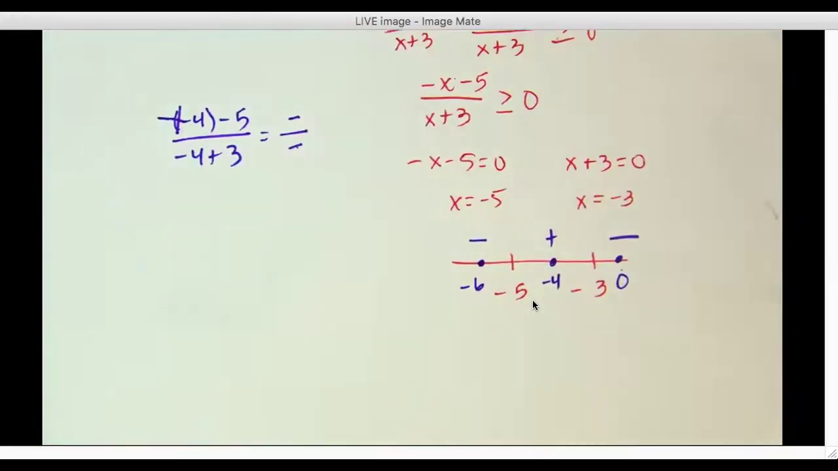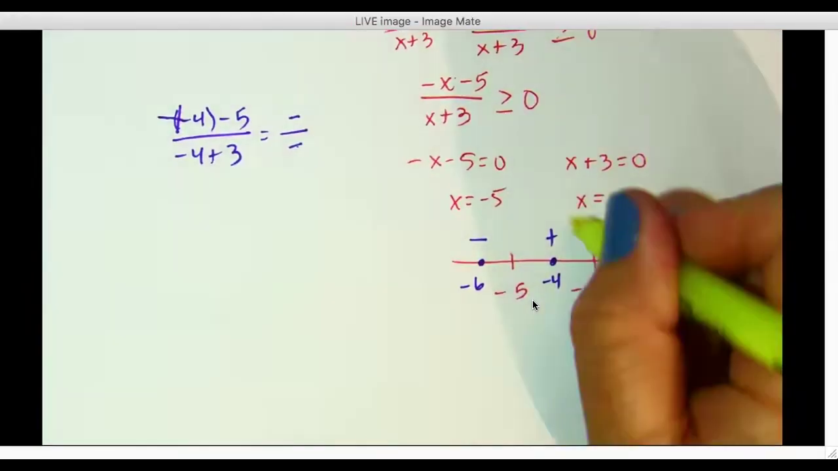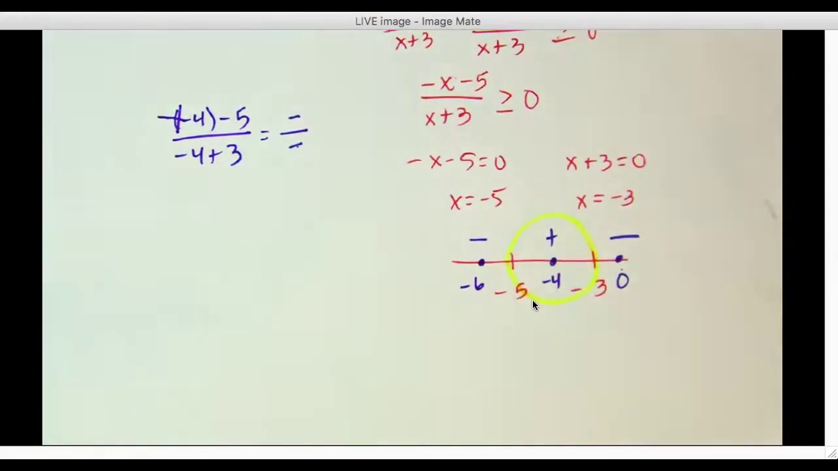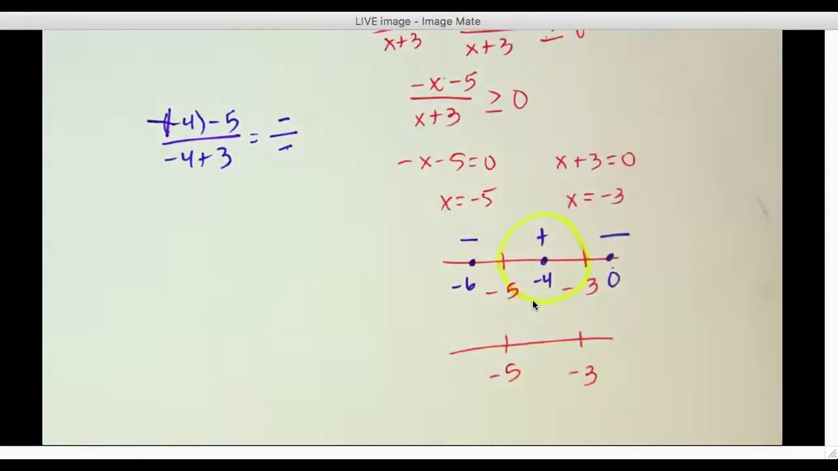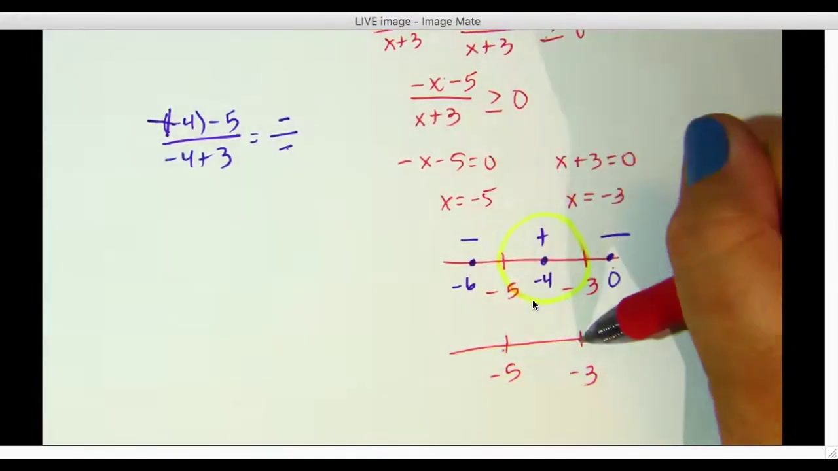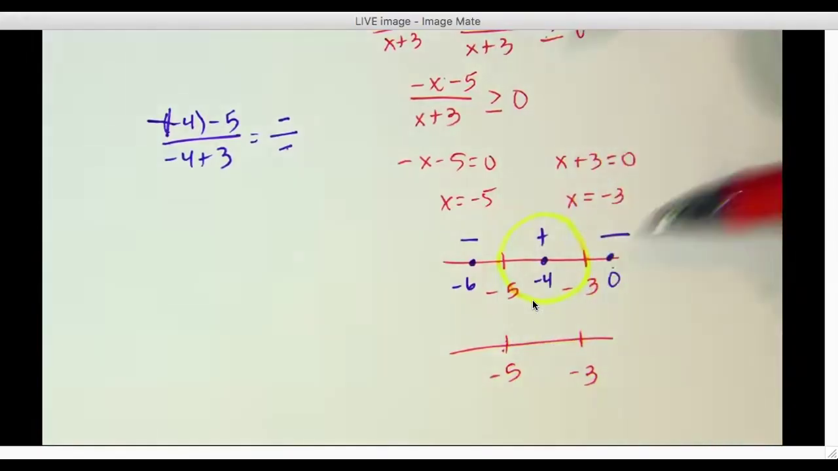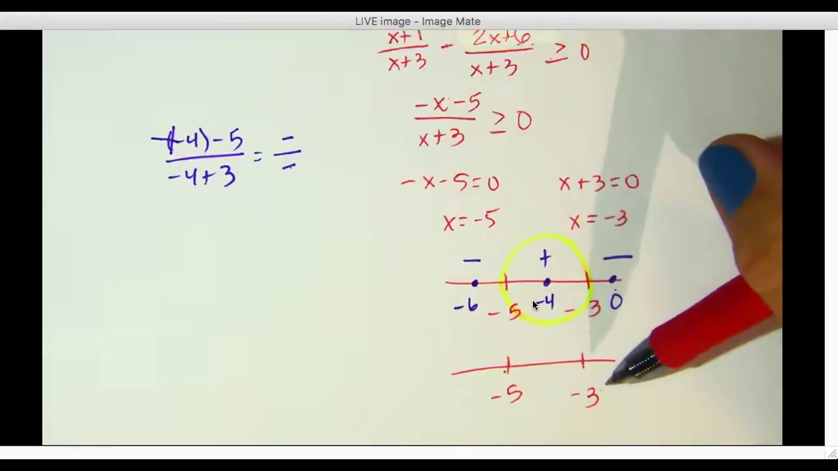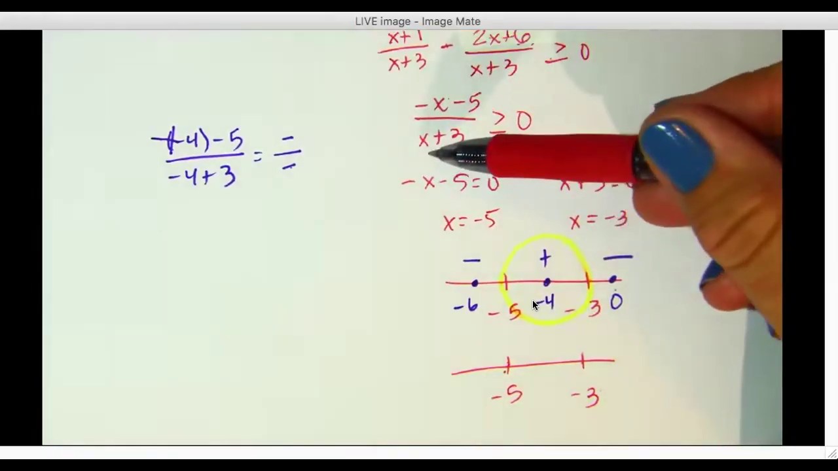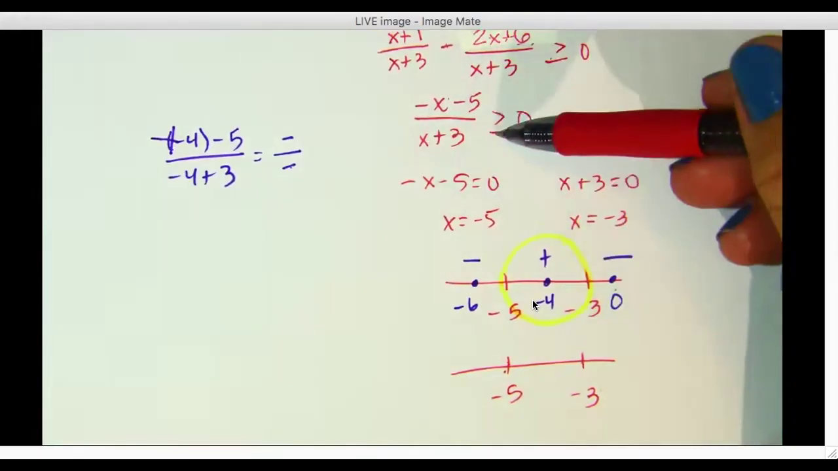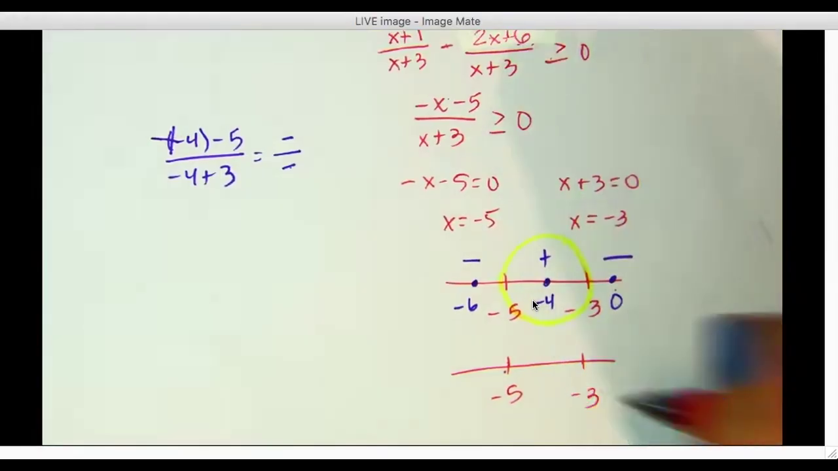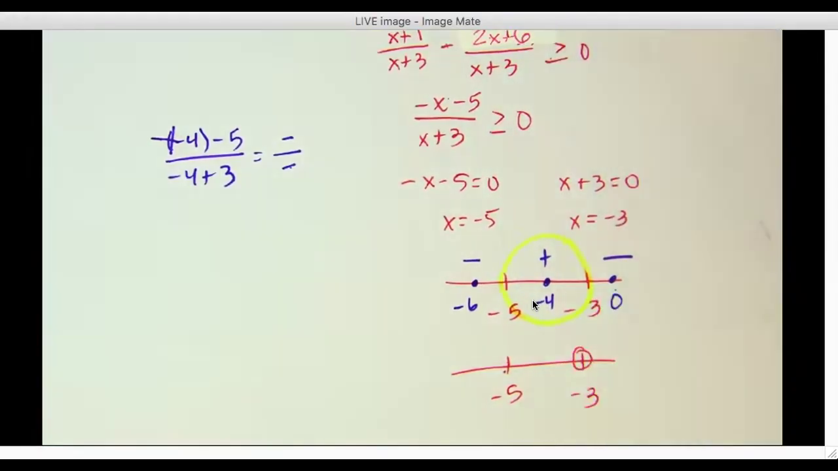Now this question asked us, where is it positive? And it's positive between negative 5 and negative 3. Now we have to be really careful because this problem is actually a little trickier than it may initially appear. This is an equal to inequality, so I should be using closed dots for both of these, but one of these values would make my denominator 0. If I actually let x equal negative 3, well, negative 3 plus 3 is 0, and I can't divide by 0. So even though this has an equal to inequality, because this value would make my denominator equal 0, I have to use an open dot.